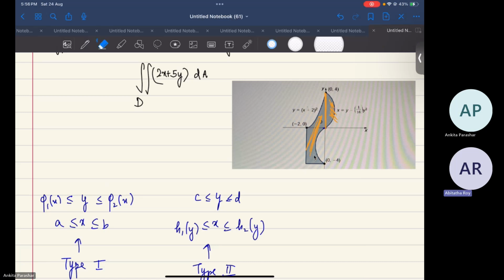No, initially I said we should partition from y equal to 0. This is my y equal to 0, sorry, this is both x and y both 0. This is my y equal to 0. Okay. Just a minute, you think for a minute, it will come.